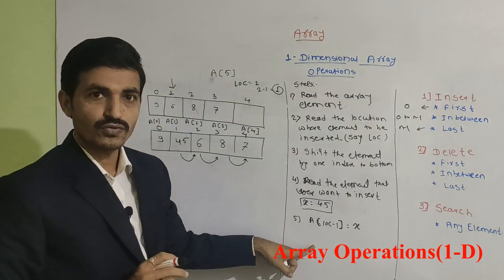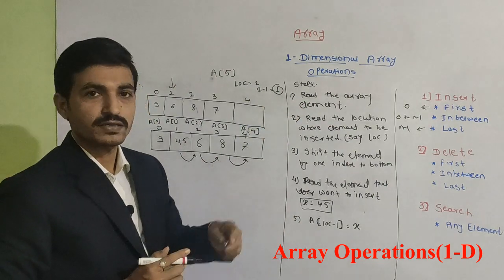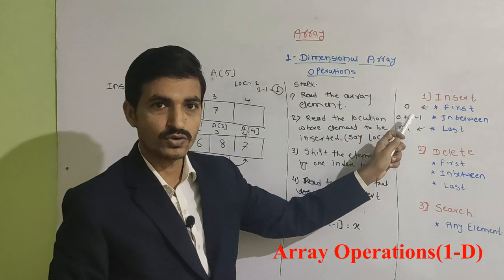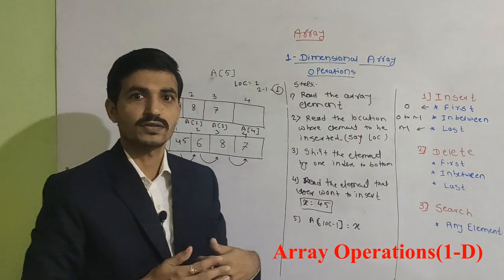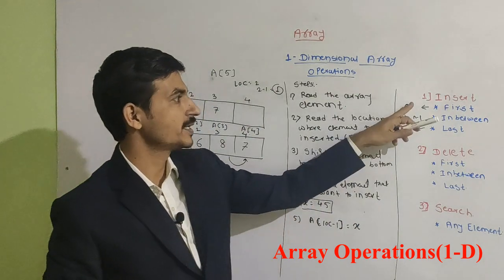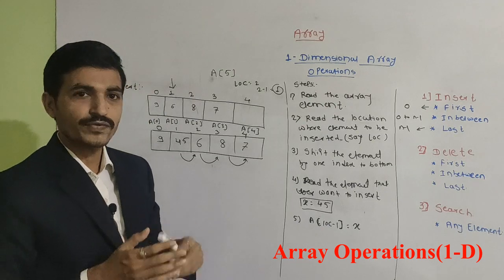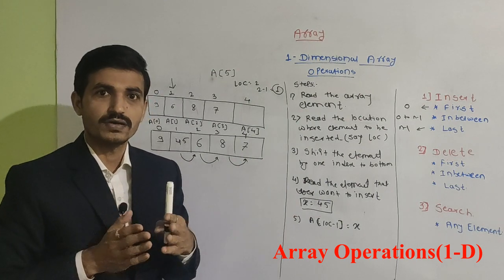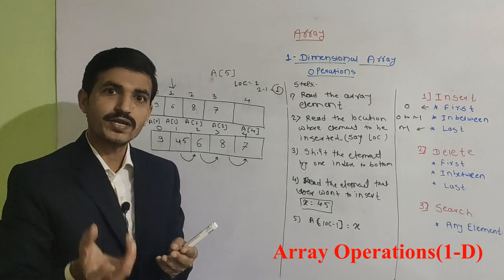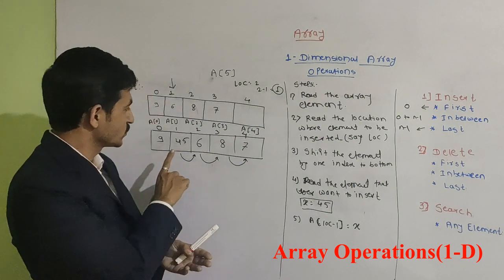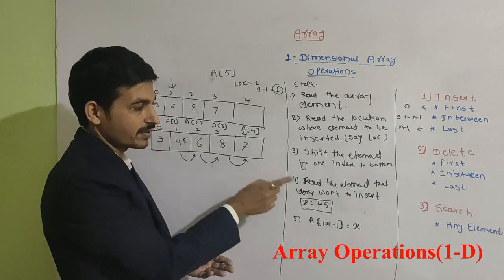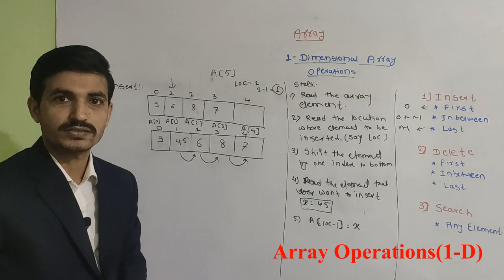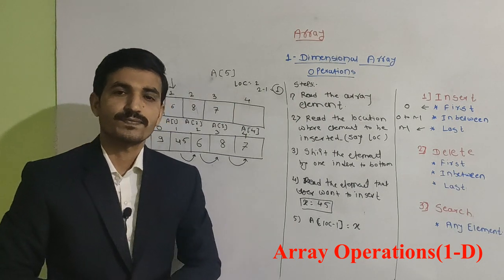So these are the steps that we have to follow. First of all, we have to read the elements in the array. Then we have to read the location where we want to insert the element. That location can be 0 to n-1, any random location. You can insert the element there. Once we select the location, we have to shift the elements by one index towards the bottom. Once we shift the elements towards the bottom, we read the element that I want to insert inside the array. That element is read from the user, and then we place that element inside the array. So x will be placed in the first index. This is the insert operation.